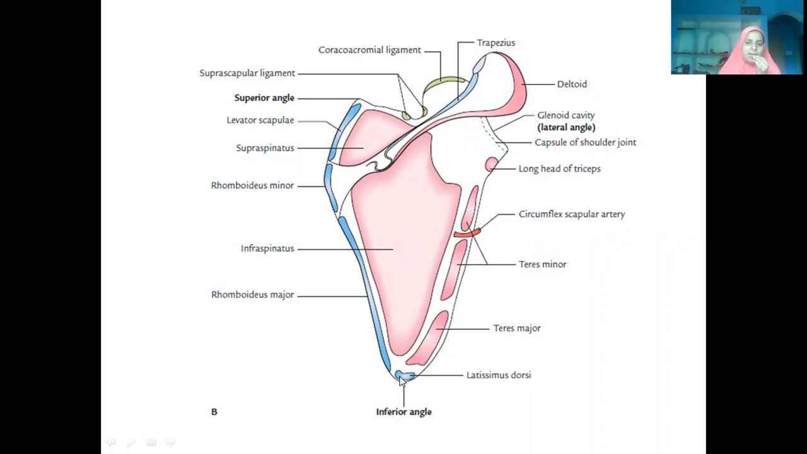This is the inferior angle, no? And this is the dorsal surface of the bone. So the inferior angle is giving attachment to latissimus dorsi. We are done with the attachments of the spine. We are done with the attachments of the lateral border. Now let us see the attachments of the medial border.